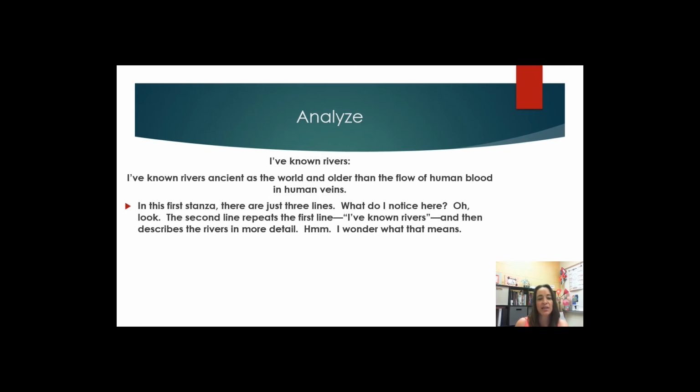What do I notice here? Oh, look, the second line repeats the first line, I've known rivers, and then describes the rivers in more detail. I wonder what that means.